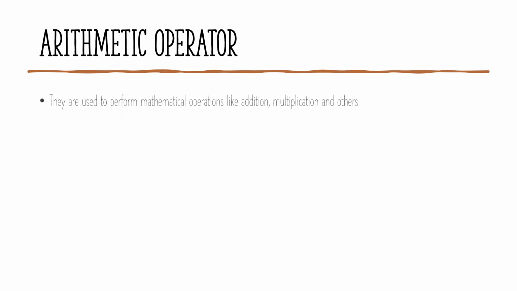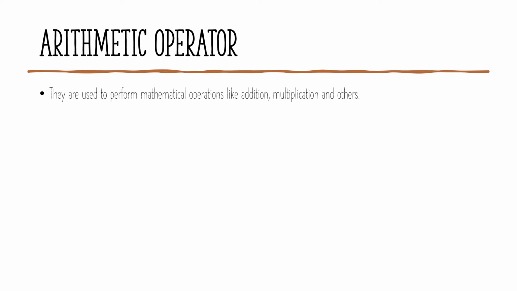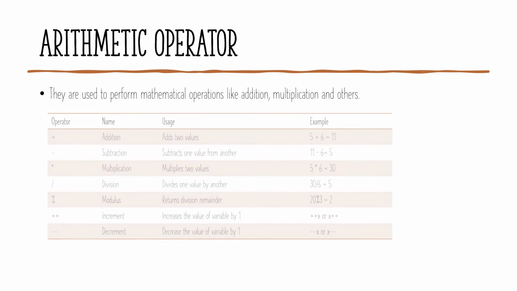Arithmetic operators are used to perform mathematical operations like addition, subtraction, multiplication, and others. Let's get familiar with some new operators. Modulus operator. This operator returns the remainder when a number is divided by another number. Example: 20 modulus 3 gives us 2 as remainder. Increment operator. This operator increases the value of a variable by 1. Decrement operator. This operator decreases the value of a variable by 1.